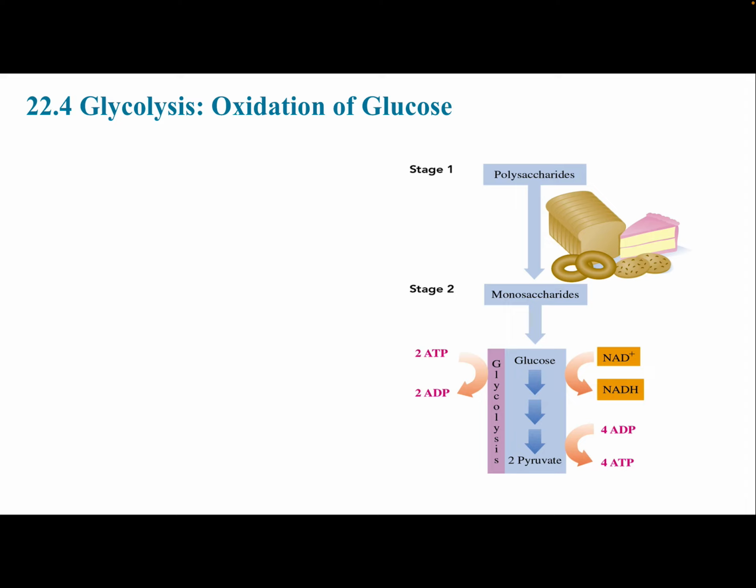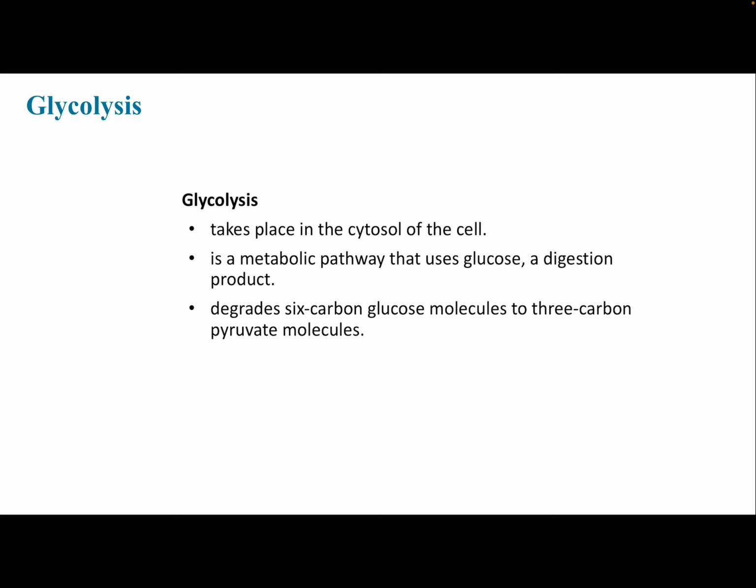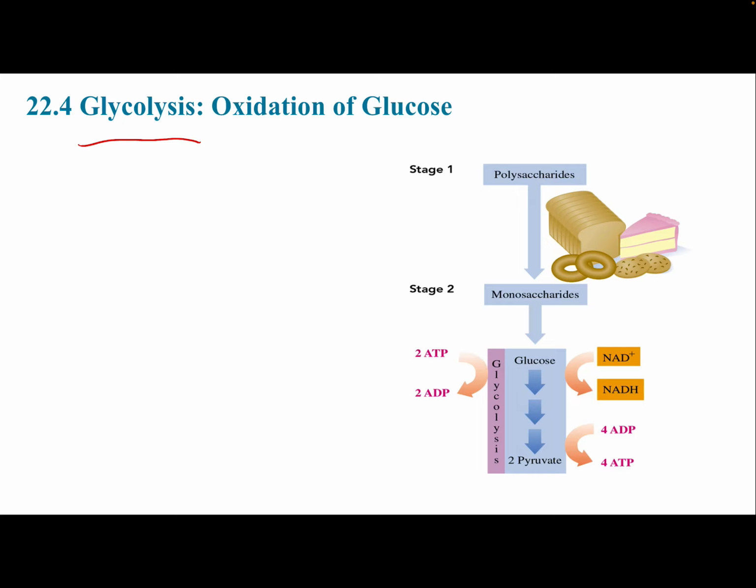So, glycolysis. This is essentially the start of the breakdown, or the start of the catabolism. So, glucose in the bloodstream, right, enters our cells where it undergoes degradation in a pathway called glycolysis. Glycolysis is essentially going to take glucose from our diet and turn it into pyruvate. So that's glycolysis. Okay.